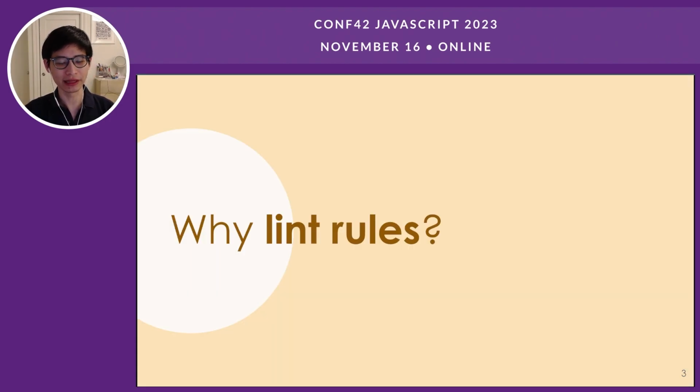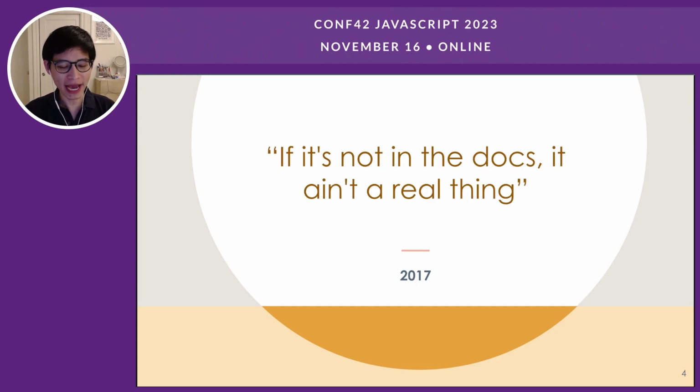Why do we care about lint rules? Back in 2017, we always had a saying that if it's not in the docs, it's not a real thing. You can't be commenting on people's pull requests about certain best practices or rule of thumb if it's not in the docs. If it's not in the docs, then you can't flag it as something that the other person must fix. This became a thing because so many different people had different opinions on code quality and what best practices are. And we really needed just some standardization.